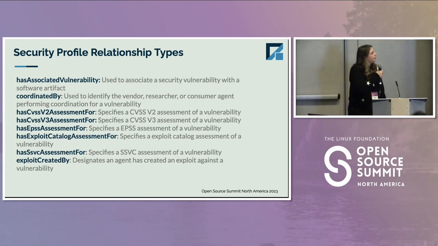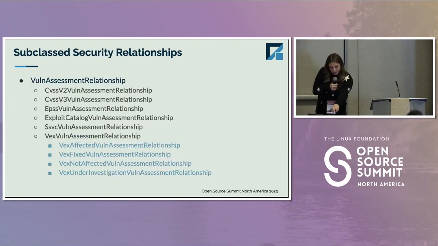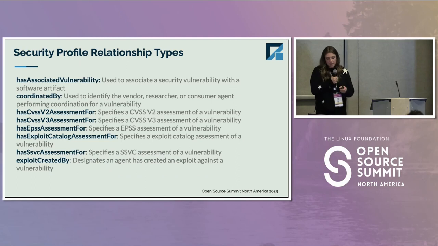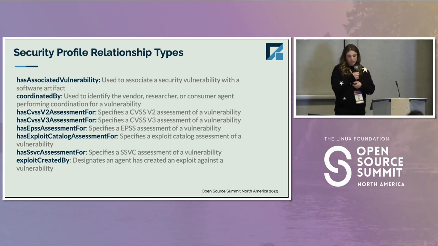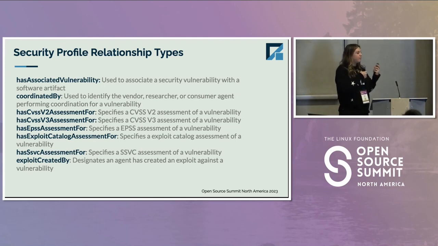We also added two core security-related relationship types. So these are used in a number of ways. You'll see something like has CVSS v2 assessment for. That's going to be used in relationship with the CVSS v2 vulnerability assessment relationship. But there's also relationships like has associated vulnerability, which simply says that there's a vulnerability that exists, and in some way it's associated with a software artifact. This does not mean that the vulnerability affects the software artifact or does not affect the software artifact, simply that there's a known relationship published there.